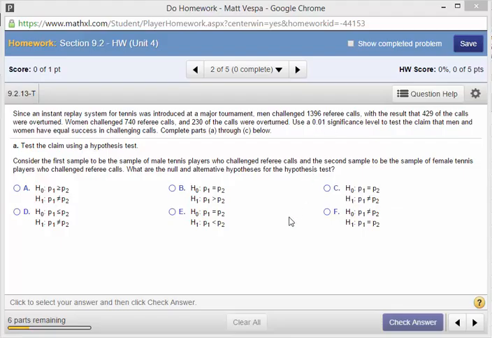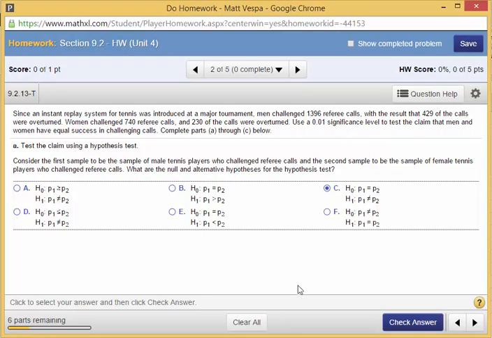We want to use an alpha equals 0.01 significance level to test the claim that men and women have equal success in challenging calls. Okay? Equal success, that means we're simply comparing whether or not they have the same rate. We're not saying that men have a more successful rate, nor women have a more successful rate. So we're just saying that we think that the proportion of successful challenges by men is equal to the proportion of successful challenges by women. And then the alternative would be that they are in fact not equal.